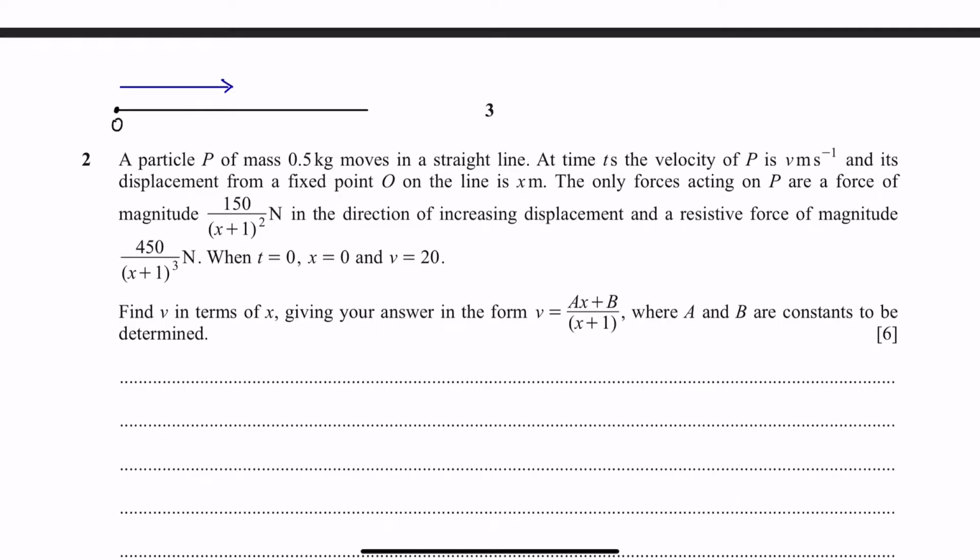So the force of 150 over (x plus 1) squared would be in this direction. And a resistive force of magnitude 450 over (x plus 1) cubed. So this would be the resistive force. So we need to find v in terms of x and find it in this form.